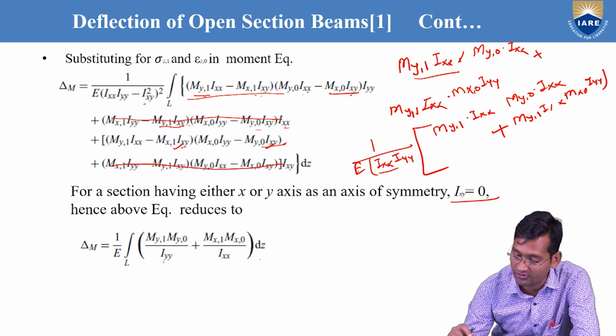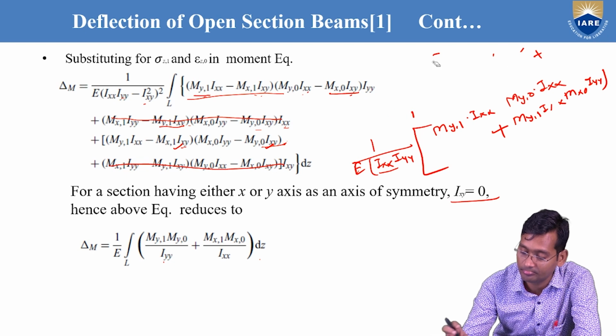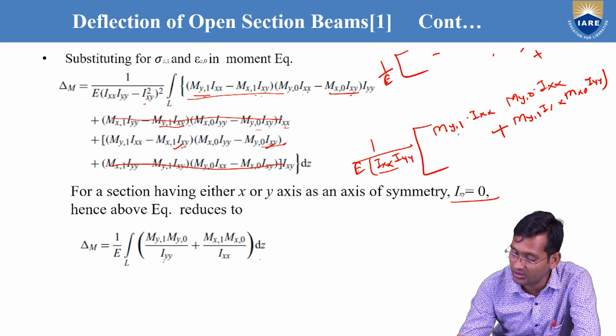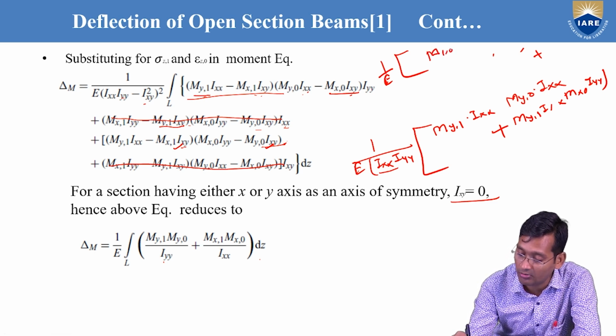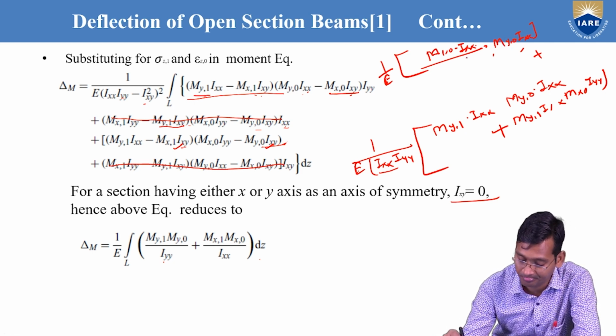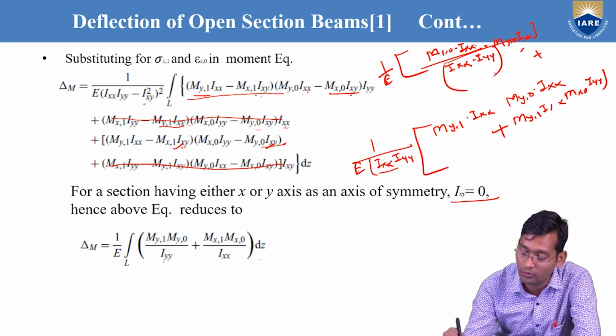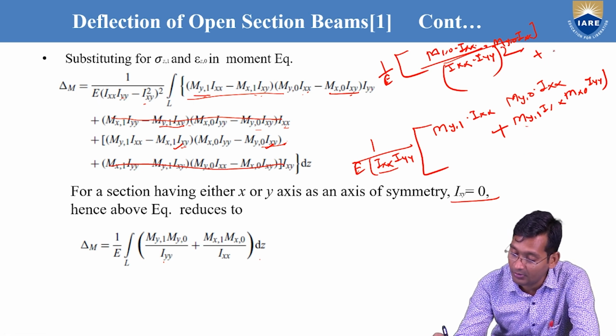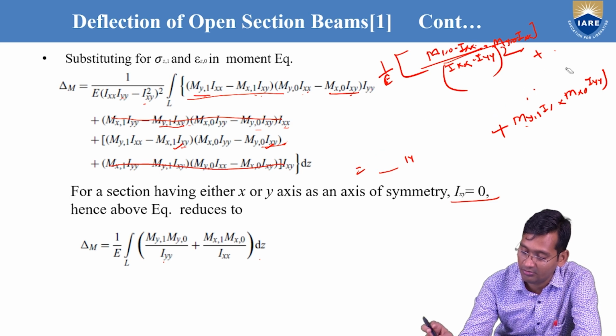Now let's multiply this term inside. So now 1 by e, so let's see I'm multiplying here, so this will get divided, so m 1 comma 0 into Ixx into my comma 0 Ixx, right? Whole divided by what we are getting here, Ixx into Iyy whole square, plus this term because we are having a whole square, plus, so let's simplify this term first, then we will simplify the second term.